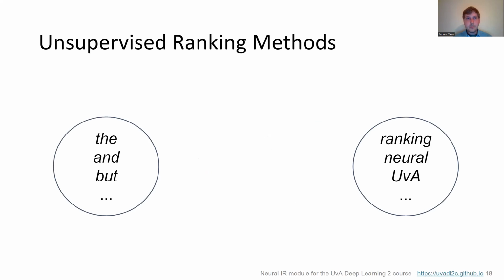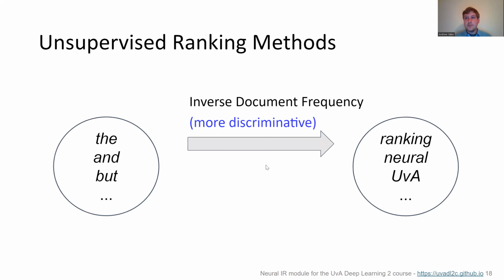As I mentioned in the previous handcrafting slides, some terms are more discriminative. Things like the, and, but are not so discriminative. They appear in probably most English language documents or web pages, but they're not necessarily useful terms when you see them. Whereas on the other hand, we have terms like ranking, neural, UFA. These of course don't appear on most documents or web pages on the internet, so they're much more discriminative when we see them.